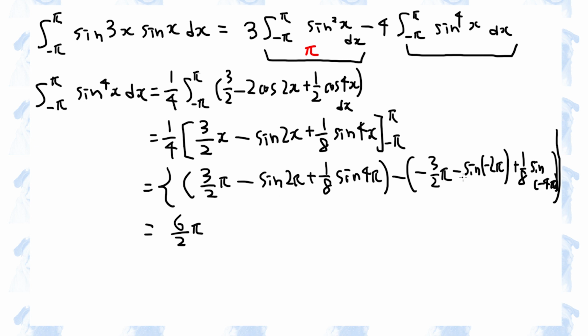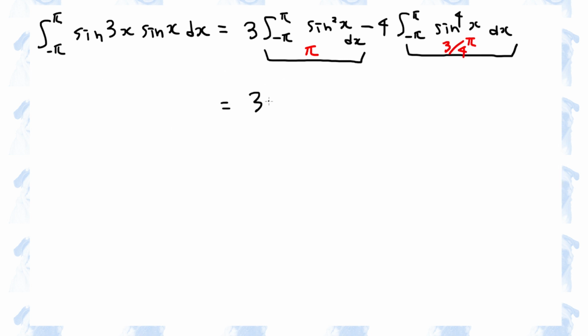Sine 2 pi and sine minus 2 pi are both 0, and sine 4 pi and sine minus 4 pi are also 0. And I forgot to write 1/4. So the second term is equal to 3 over 4 times pi. Therefore, 3 pi minus 4 times 3 over 4 pi is equal to 0. So the answer is 0.